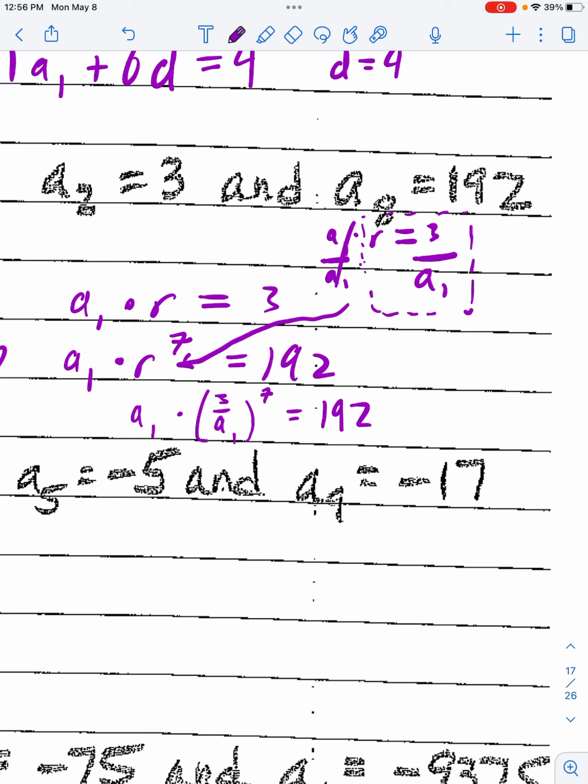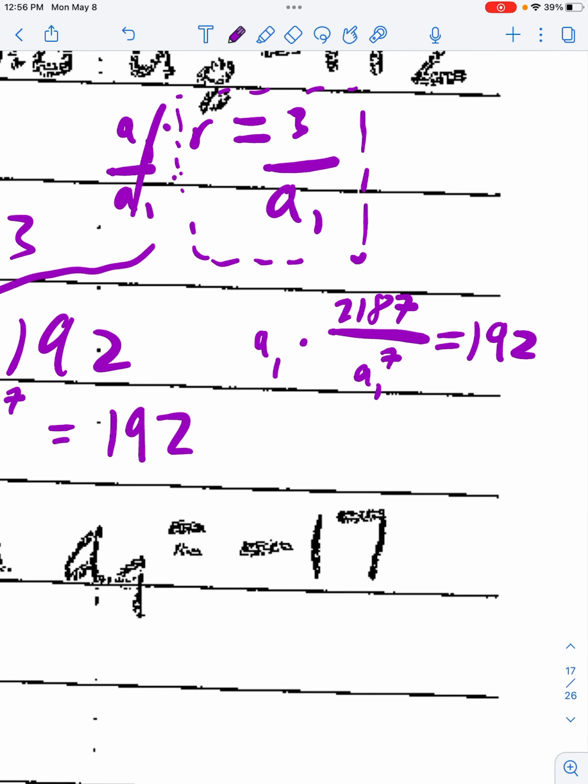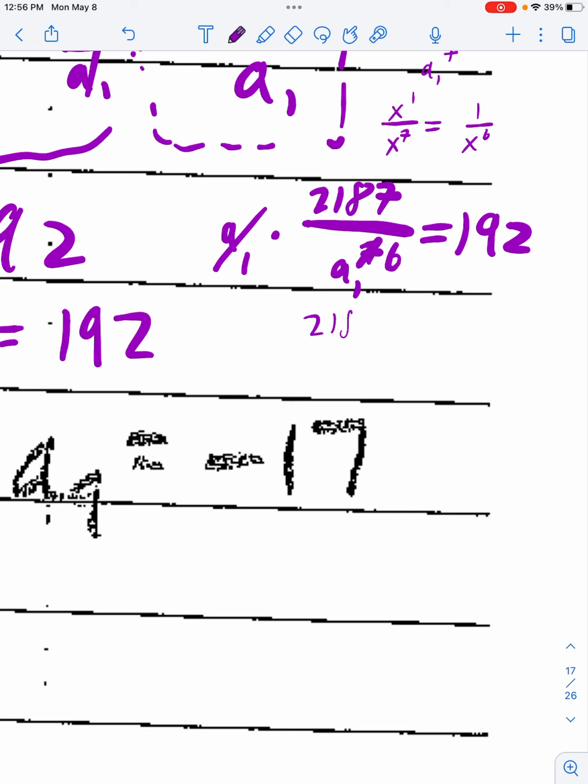Let's multiply that out. 3 to the 7th is 2187. So a sub 1 times 2187 over a1 to the 7th equals 192. What's going to happen here is this is going to cancel one of these, so this is going to become an a sub 1 to the 6th. If you're having trouble seeing what I did, a sub 1 divided by a sub 1 to the 7th. Remember, if you have x to the 1 over x to the 7th, that becomes 1 over x to the 6th, because you subtract the exponents. So that's why this became 2187 over a sub 1 to the 6th equals 192.